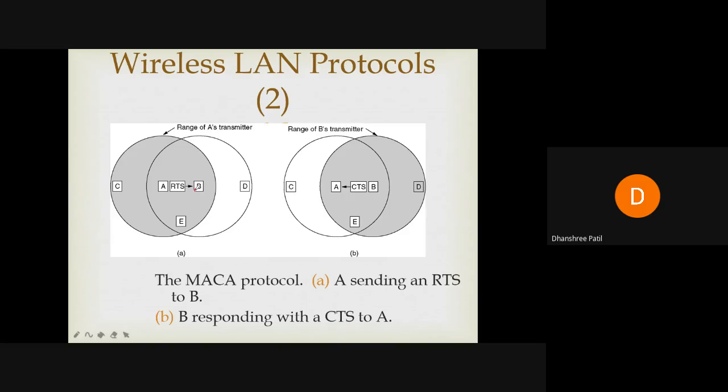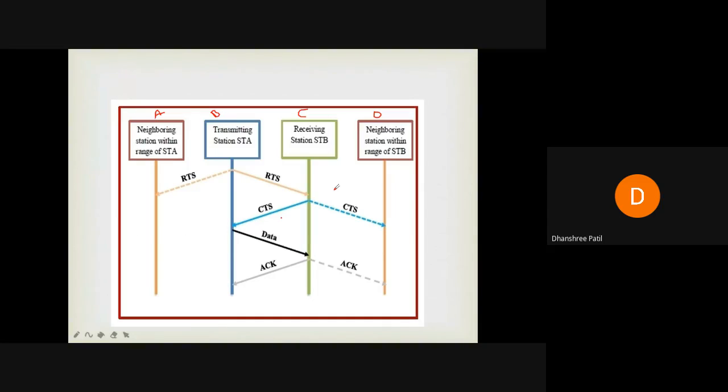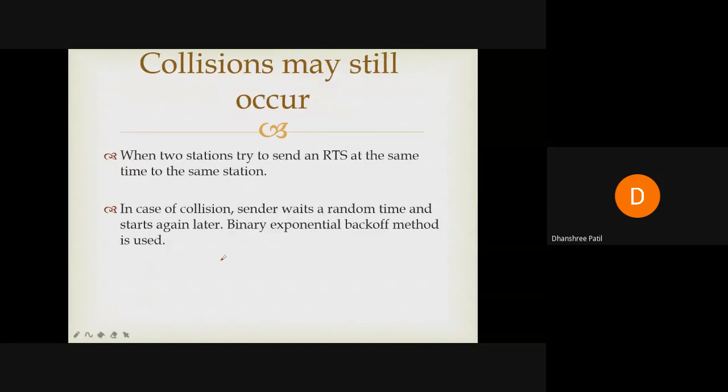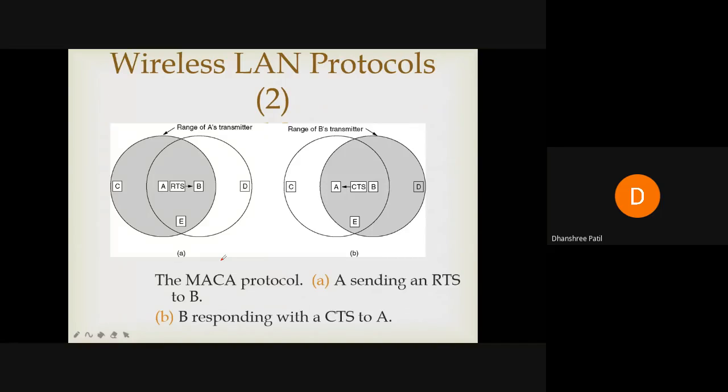If B is free, what will B do? B will send a CTS, that is the clear to send frame, to A, and they will start the communication. So this is a very simple protocol which is designed for wireless LANs. It is very easy. I hope it is clear. There are no complications. It is a simple MACA protocol. Though it is simple, it is very clear how the frames should be transmitted.